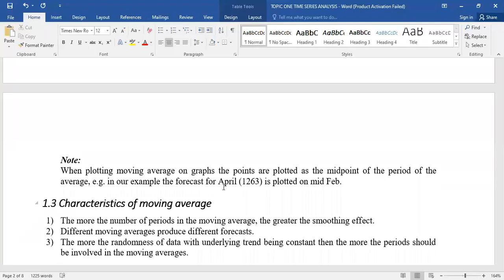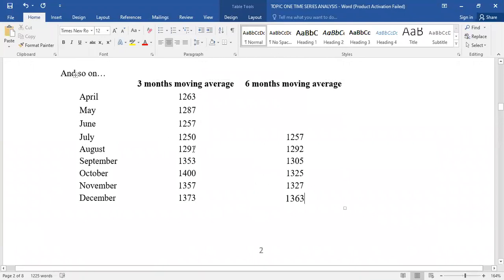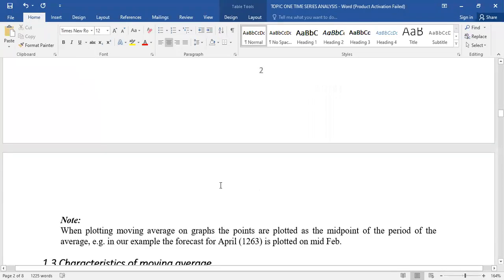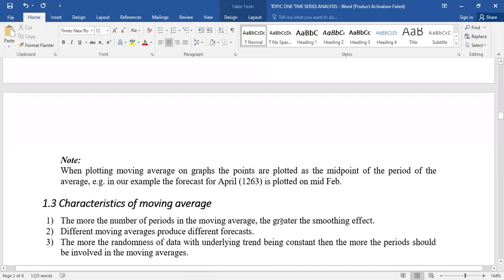For example, when plotting the moving average, our forecast for April will be placed at mid-February. Are we together? But we'll be coming to the plotting of the scatter diagram later in the semester. So the characteristic we can identify is that if you look at the data between July and December, because it's comparable, which one is smoother, the 6 months compared to the 3 months? So you see, the more the number of periods in the moving average, the greater the smoothing effect. As we increase the numbers, the data becomes smoother.